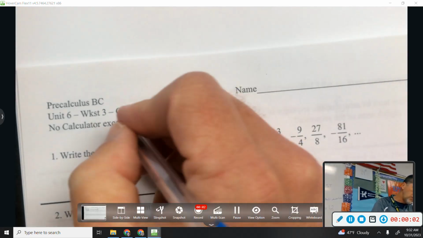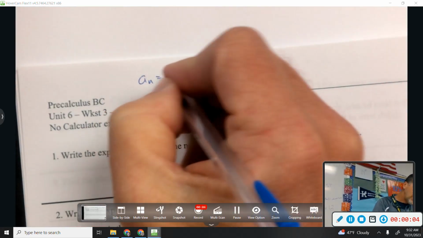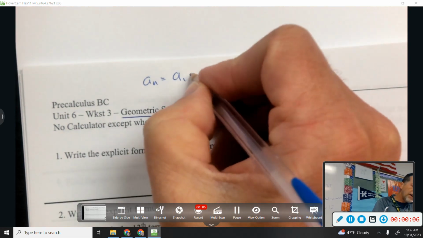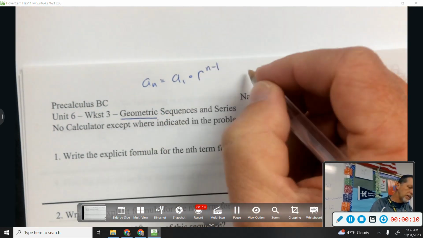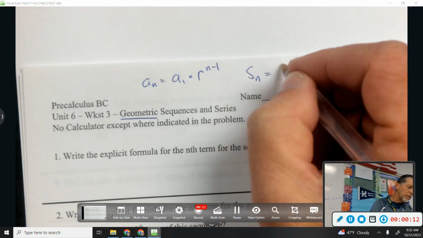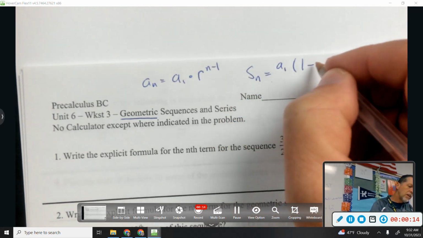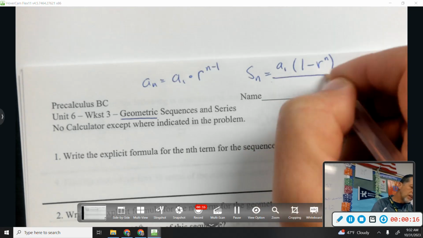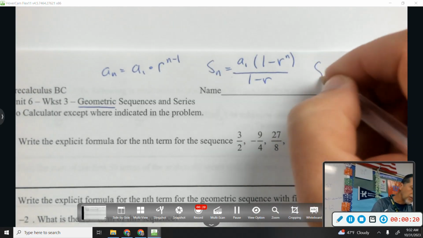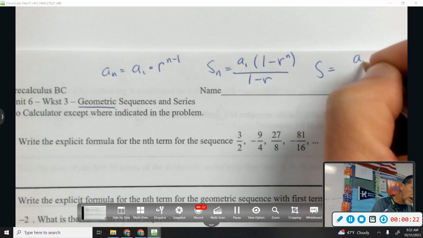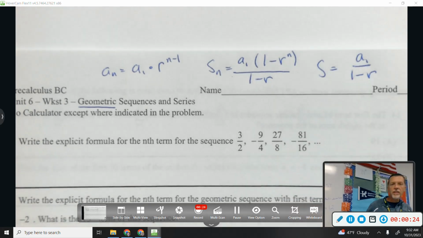Worksheet 3 is the geometric. That's the first term times, because it's geometric, r to the n minus 1. And the sum, this is the one where you just have to memorize: a1 times (1 minus r to the n) over 1 minus r. And there's that extra sum formula, a1 over 1 minus r.